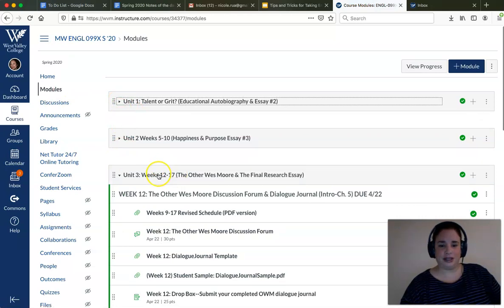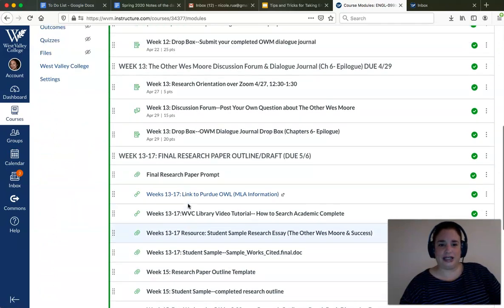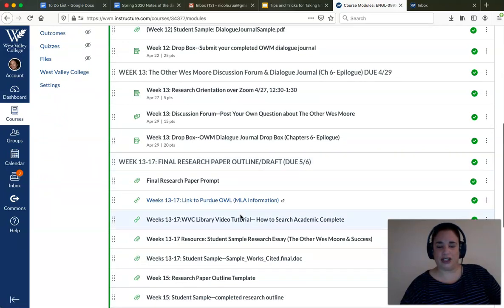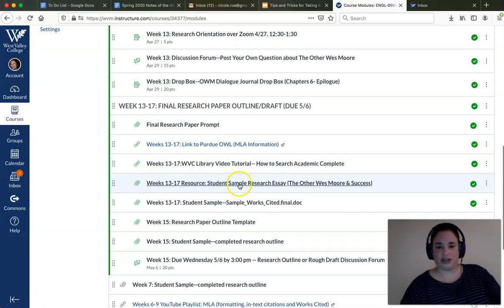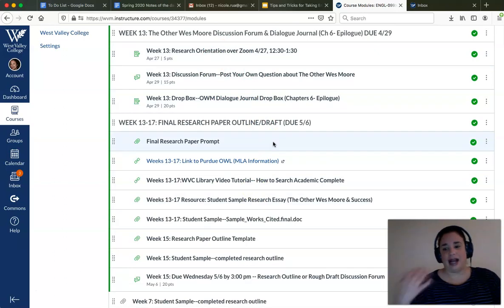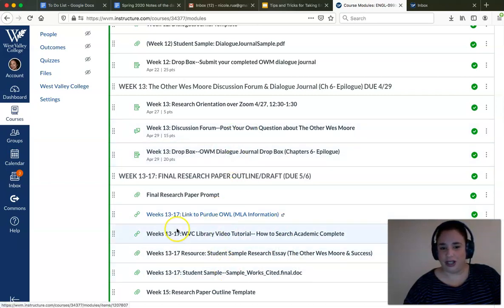the good news is we are now in Unit 3, our last unit, and everything is arranged by week, so hopefully that's a little more clear. It shows you the other West more, and then it's for the weeks 12 and 13, and then the last few weeks it's just the research paper. So I would suggest you start to look around, especially 99X that has all the extra helpful resources, and start to familiarize yourself with some of the ideas that might be helpful.